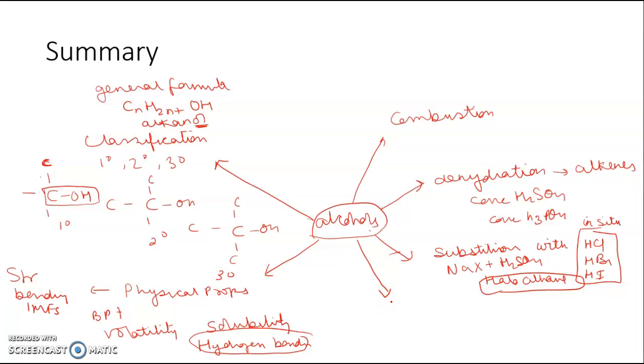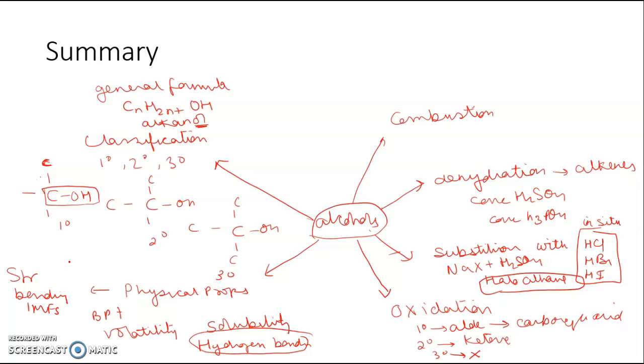In video 3, we looked into the oxidation reaction of alcohols, whereby 1 degree gives you an aldehyde, which can then be converted into a carboxylic acid. The color changes from orange to green. 2 degree forms a ketone, and 3 degree will not undergo any oxidation. So this is, in a nutshell, the summary of the reactions that we've covered in the first 3 videos.